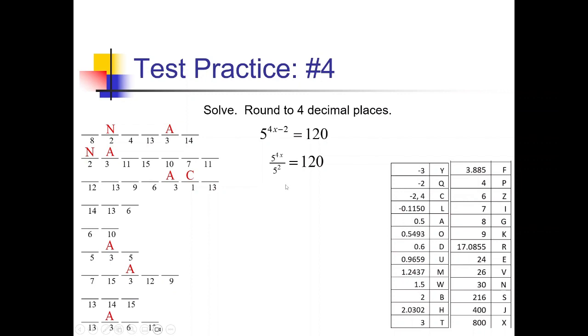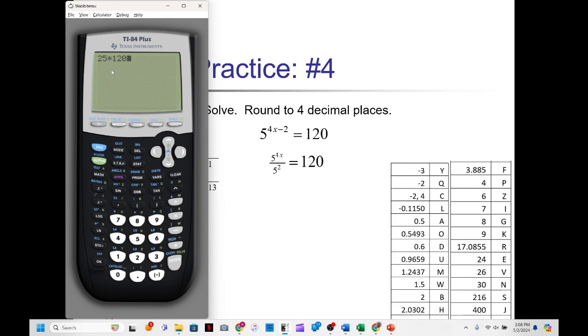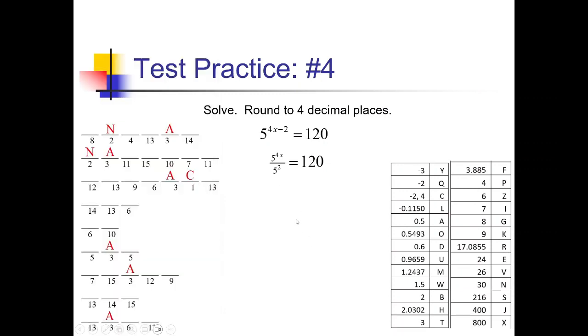Now the reason I did this is because I can turn around and multiply both sides by 5 squared to get rid of that. So this is 120 times 5 squared. I'm not really sure what that is. Let me look that up on the calculator. So 25 times 120 comes out to 3,000. So I have 5 to the 4x equals 3,000.